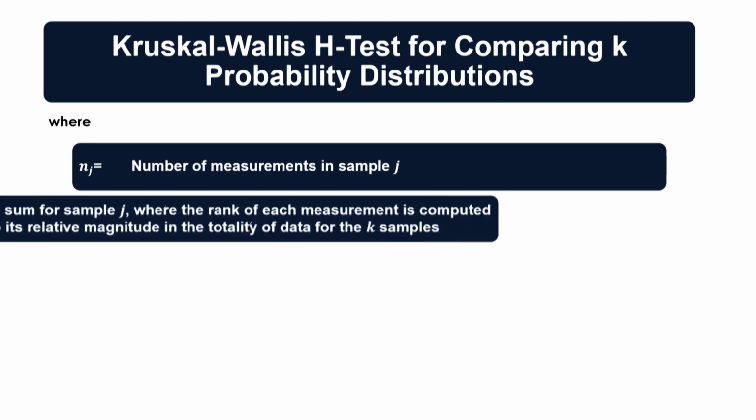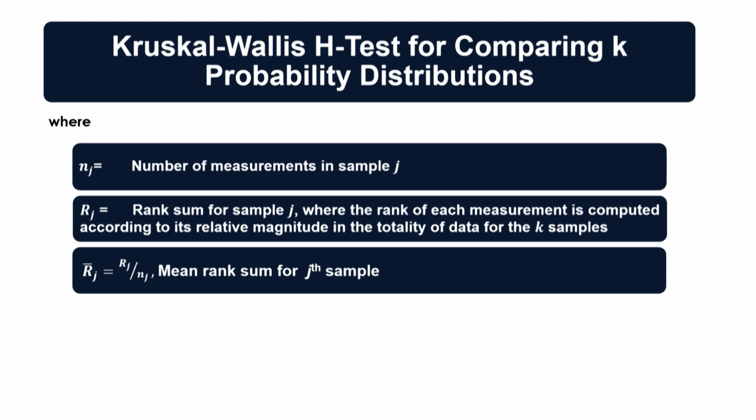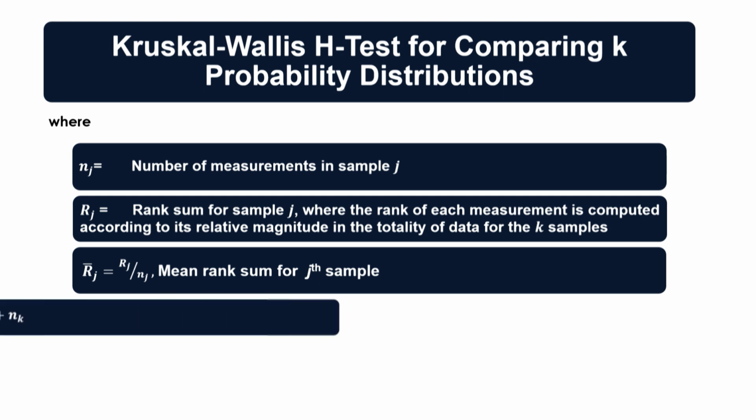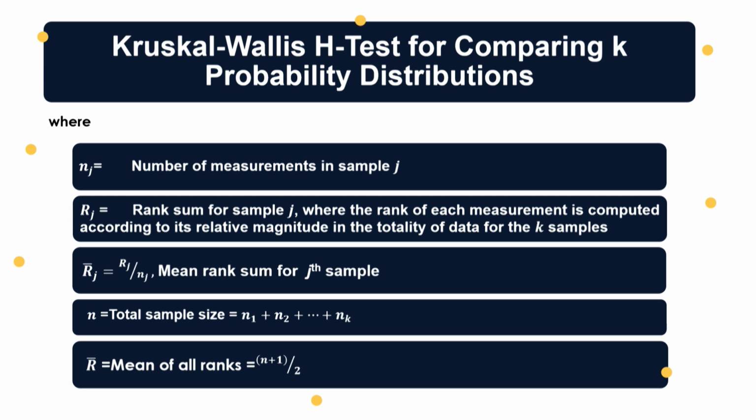Let us see what this expression tells. nj is the number of measurements in sample j. rj is the rank sum of sample j, where the rank of each measurement is computed according to its relative magnitude in the totality of the data for the k samples. rj bar is the rank sum divided by the number of observations, called the mean rank for sample j. n is the total sample size, n1 plus n2 up to nk. The last one, r bar, is the mean of all ranks calculated, and in the general case it is n plus 1 divided by 2.